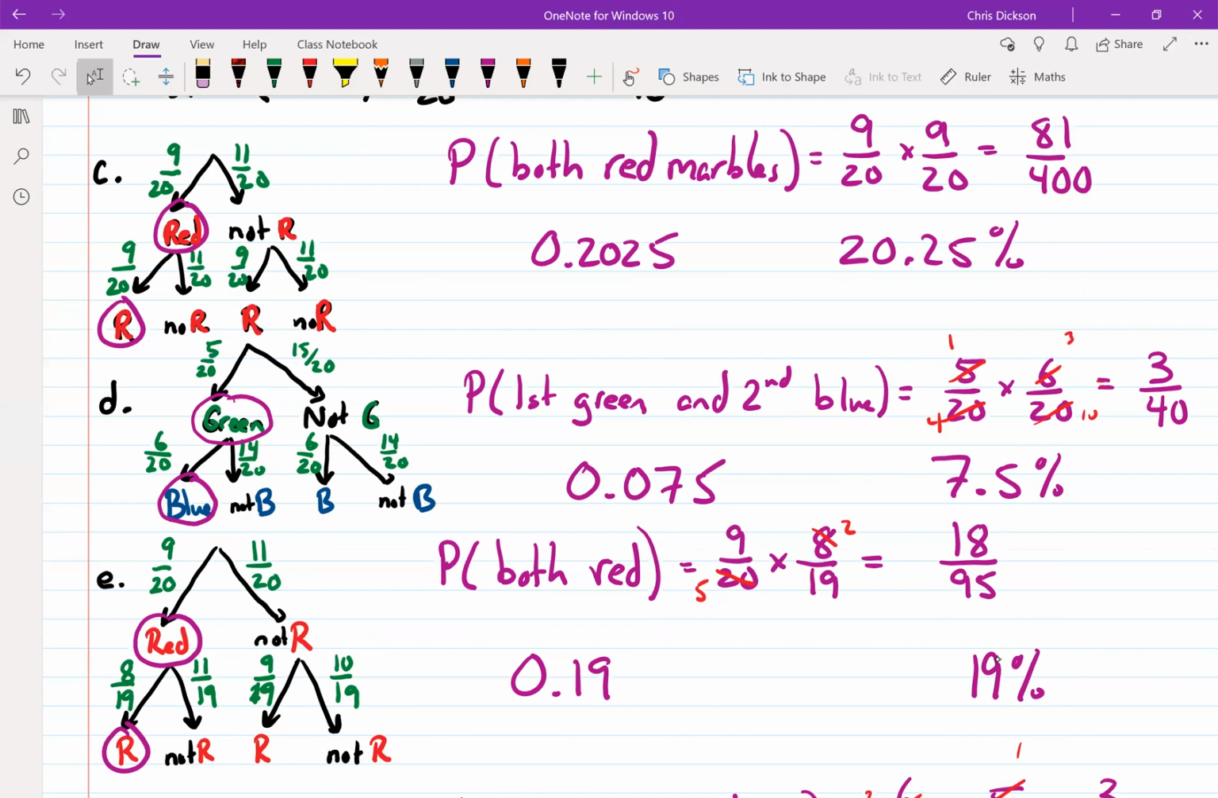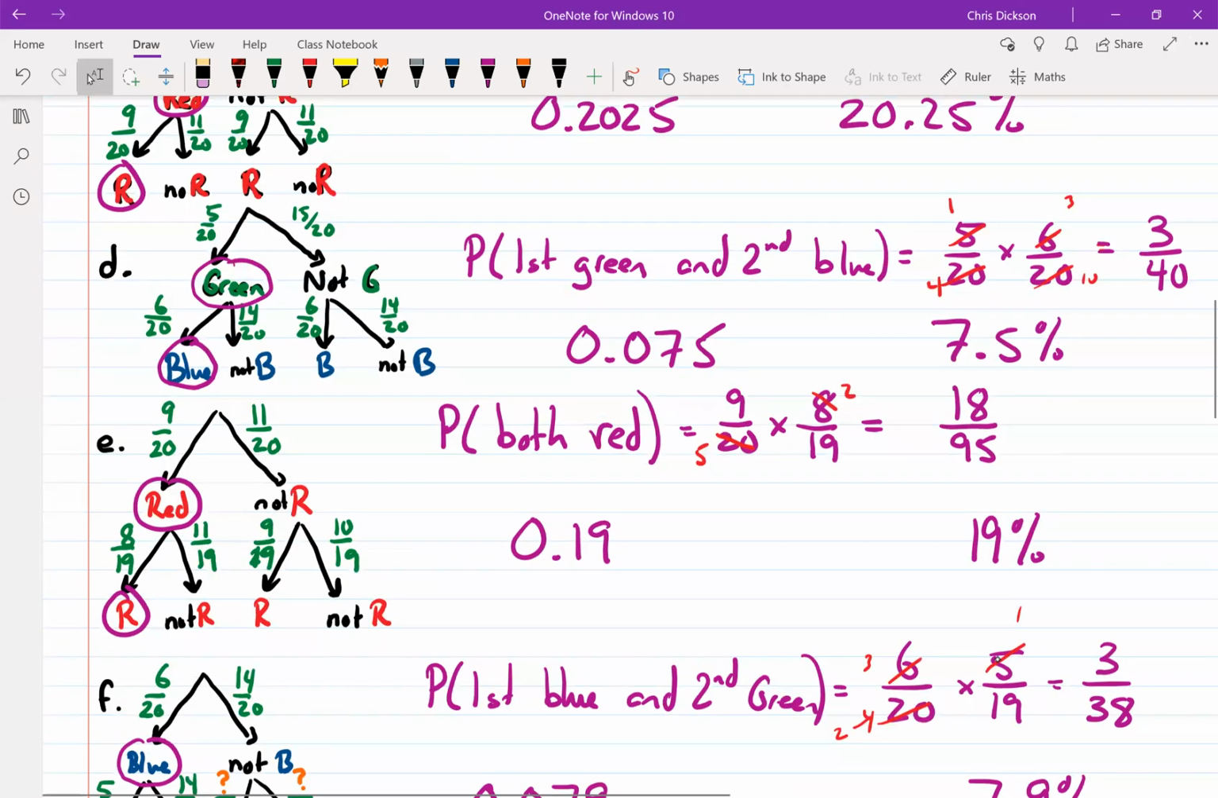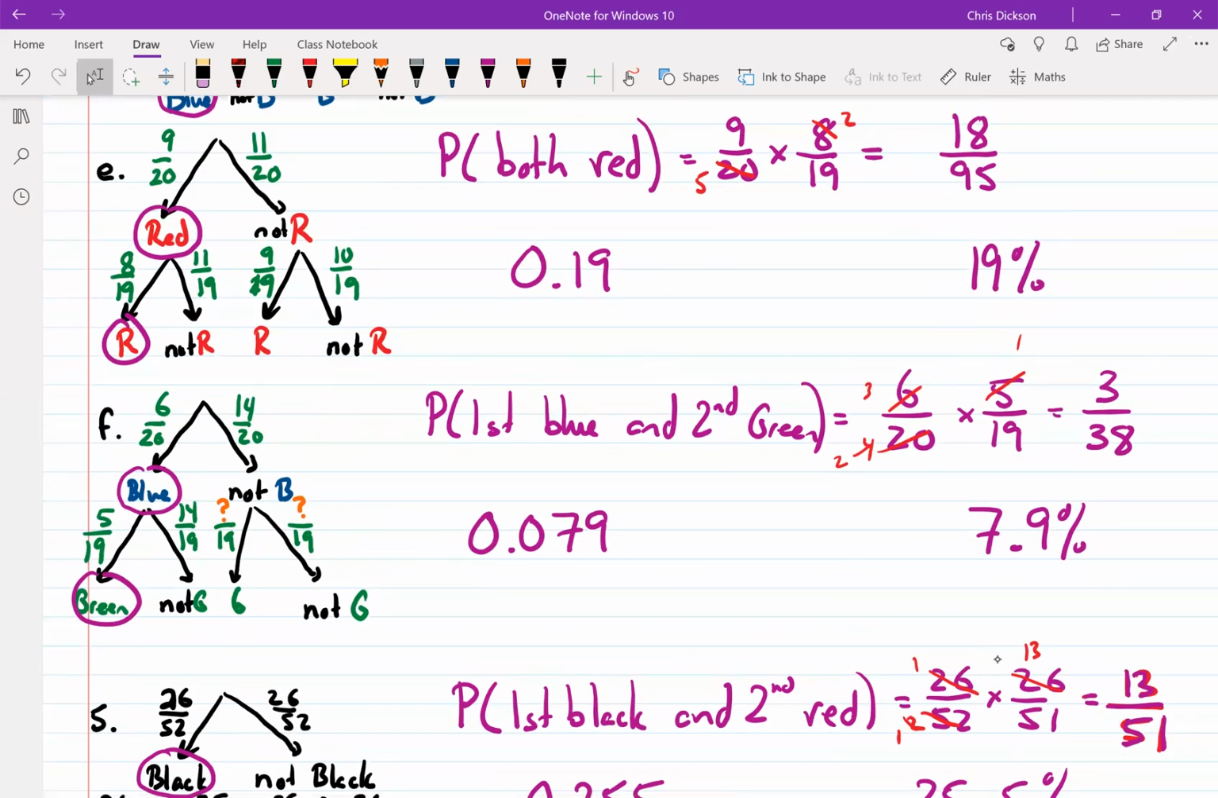Question E, we're looking at a situation where you're not replacing now. So basically you take a marble out and you don't replace it. So the probability of getting red is 9 out of 20. There's 9 red marbles. And the chance of getting another red would be 8, because remember you took one out. And it would be 8 out of 19 now. And so 9 over 20 times 8 over 19, I believe, gives us the numbers we see there. And once again, if you don't agree with these numbers that I've worked out, please email me and I will change those.